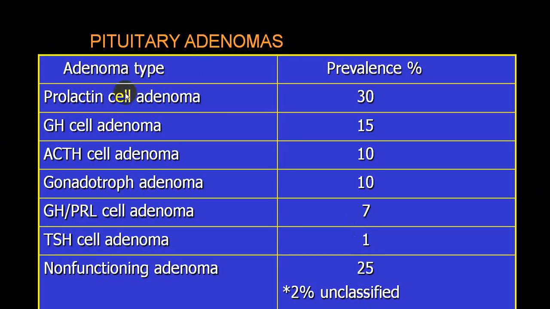You should remember that. So 30% of the tumors are prolactin adenoma, 15% are growth hormone adenoma and ACTH and gonadotropic are 10%. You can see TSH cell adenoma is only 1% and non-functioning adenoma is accounting for 25%. So major are these four groups. So this is accounting for almost 65%.